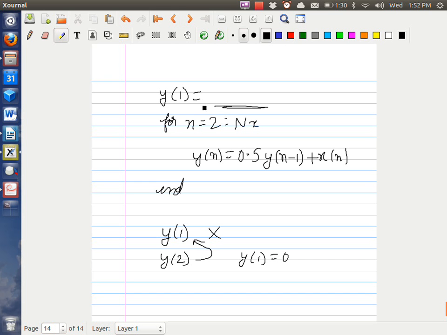Yeah, we have to do it manually and keep the value up there. And again, when you are doing it by hand, how do you deal with the 0? y of 1 equals 0.5 y of 0 plus x of 1. So we have x of 1, that's fine, but we don't have the y of 0.